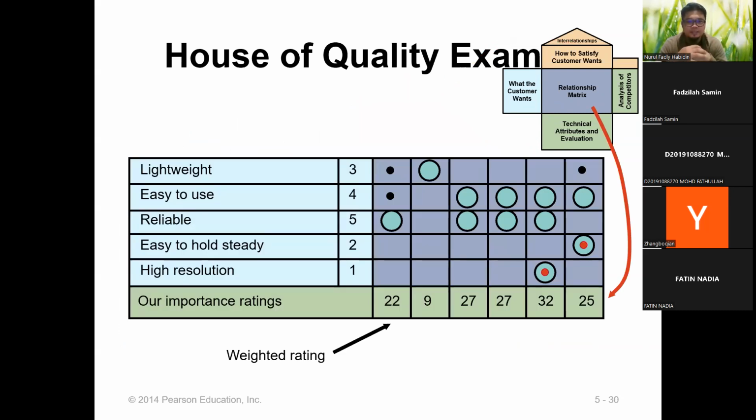Then we calculate on this basis. It depends on the number of your ratings. For this case, we can see the highest is 32, then 27, 25, 22, and 9.